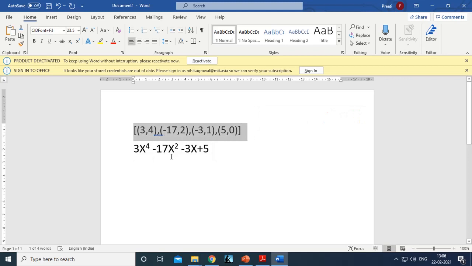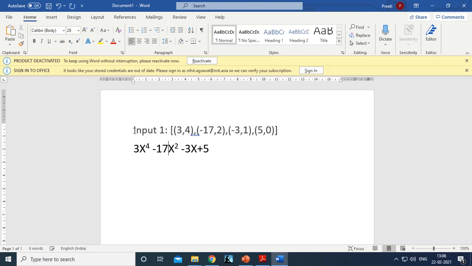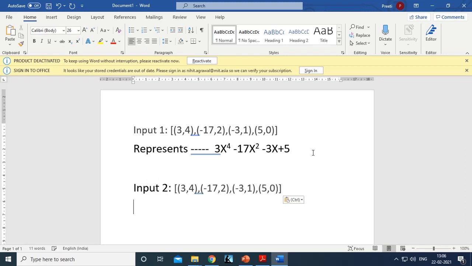You don't have to convert it into this. When the input is given in this way, it means that the polynomial is this. Suppose I have one more input. I'll copy this input and convert it into one more input. So input 1 is this, which means it represents this polynomial.